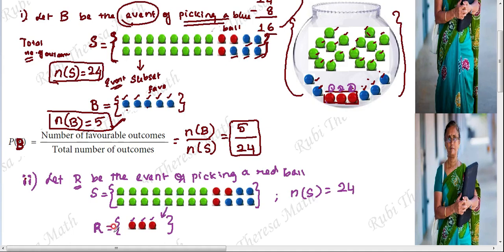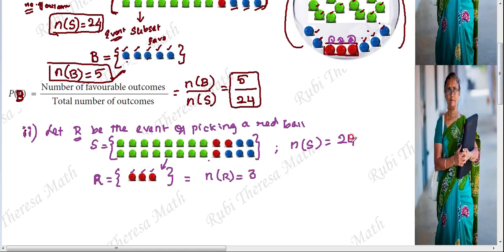நம்மளோட ஈவென்ட் எப்போதுமே என்ன மாதிரி அவுட்கம்ஸ் கொடுக்கும்? சாம்பிள் ஸ்பேஸோட சப்செட்டா தான் கொடுக்கும். கரெக்டா? இதுல இருந்து தான் நம்ம ஒன்னு சூஸ் பண்றோம். சோ அப்ப வந்து நமக்கு R என்னது? இதுதான். இதனுடைய கவுண்ட் தேவை. N of R. N of R equals 3. சரியா? So 3 red balls are there out of 24 balls. So probability என்னவா இருக்கும்?